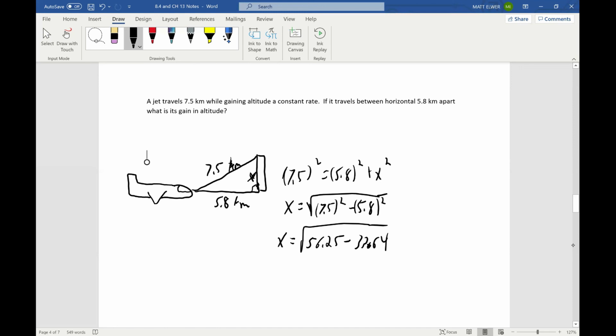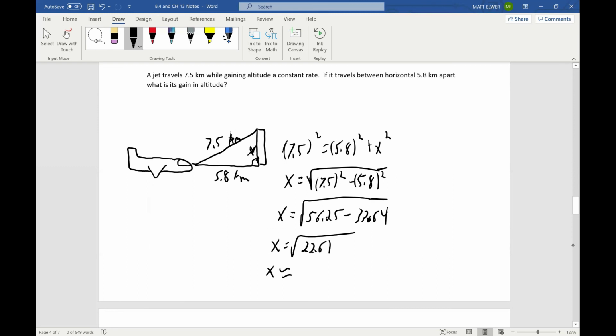we get 22.61. Okay, if we take the square root of that, we can say that this is approximately, so about equal to, let's see, 4.75 kilometers.